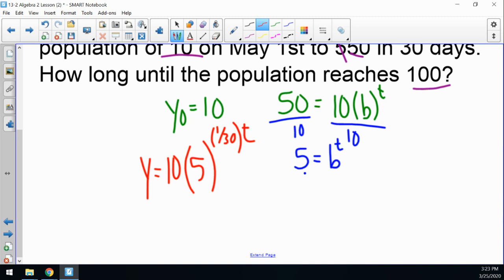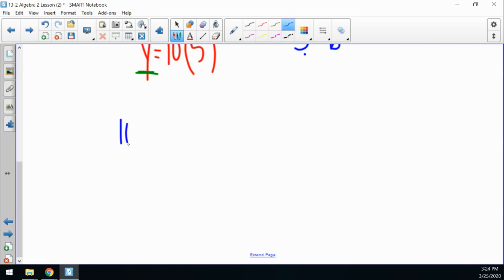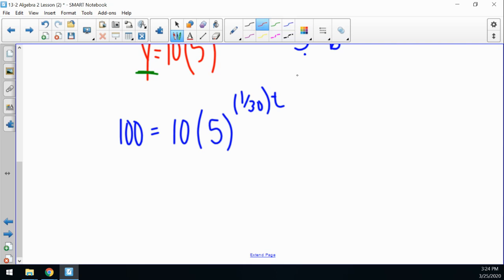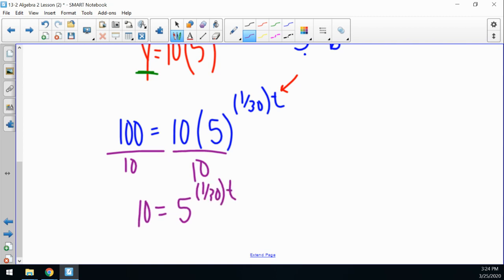Now it says we want it to reach 100. So we want our population to be 100, so we plug 100 in for y. And we say that 100 is equal to 10 times 5 to the 1/30th t power. So let's solve this problem for t, because t is going to tell us the number of days it takes to get to 100. So we divide by 10, and we get 10 is equal to 5 to the 1/30th power times t.